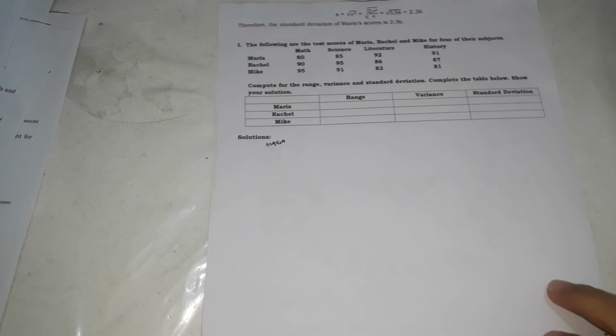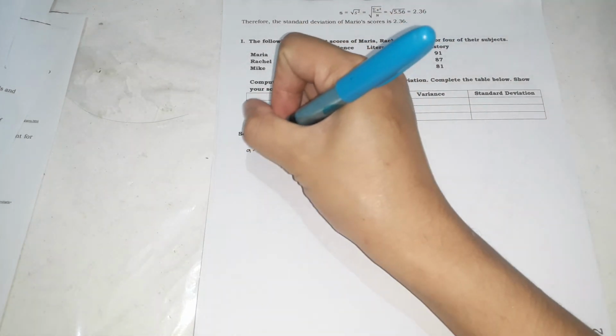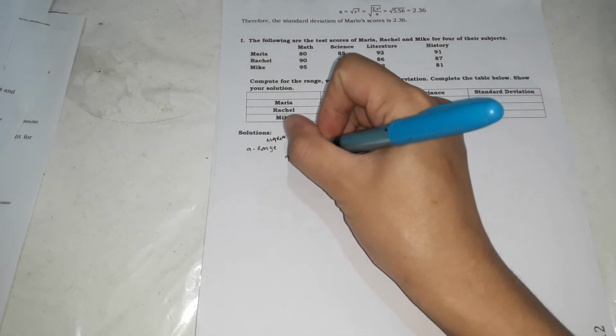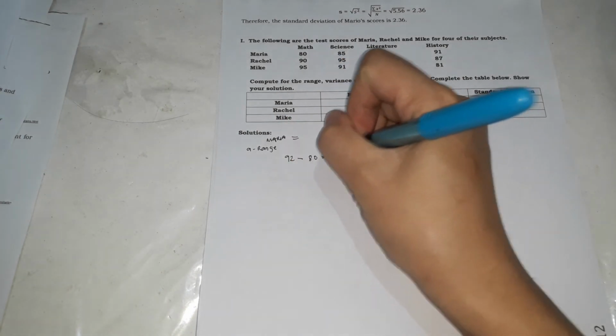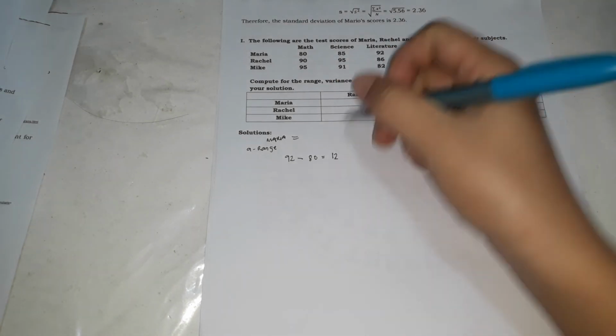So the highest score for the range. The highest score of Maria is 92 and the lowest score is 80. So, ang pinakamataas na score is 90, yung pinakamaliit is 80. 92 pala, tapos pinakamaliit is 80. So, the difference is 12. Therefore, the range is 12.